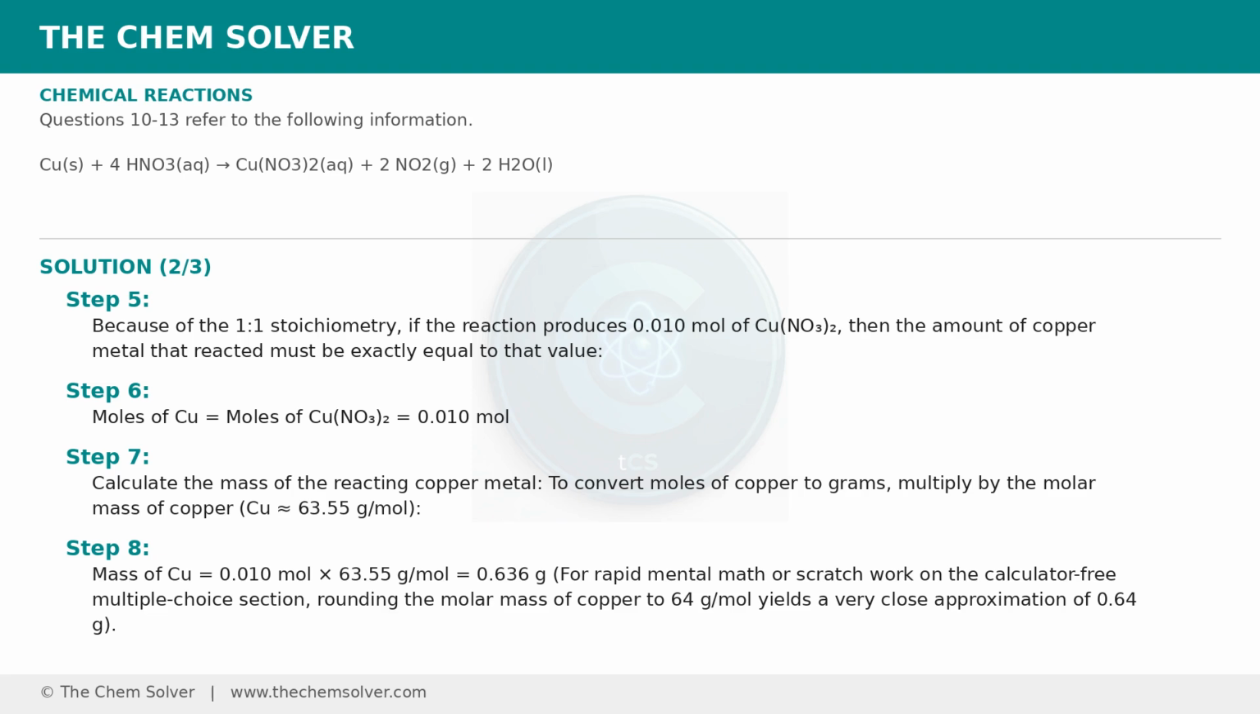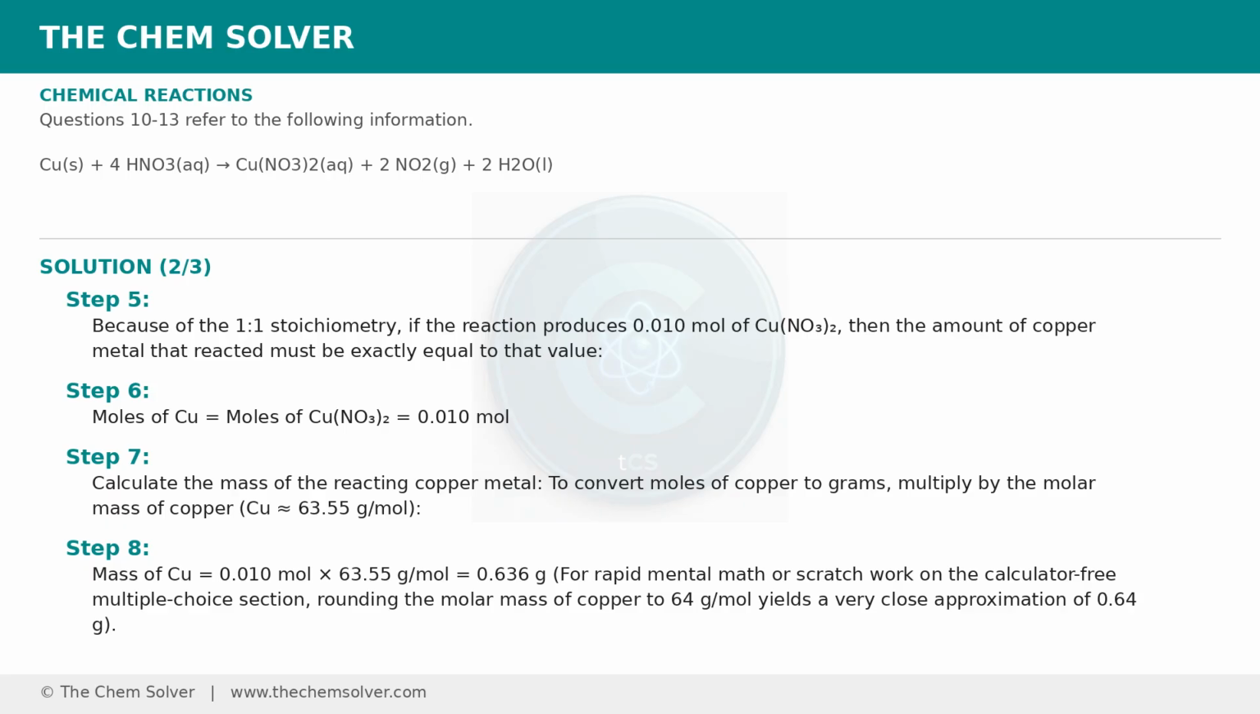Calculate the mass of the reacting copper metal. To convert moles of copper to grams, multiply by the molar mass of copper, Cu, approximately 63.55 grams per mole. Mass of Cu equals 0.010 moles times 63.55 grams per mole equals 0.636 grams.